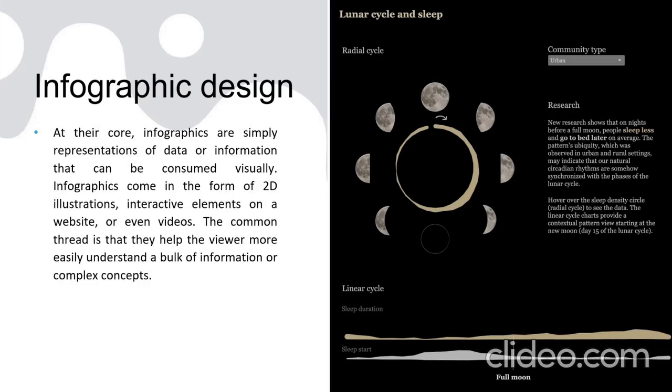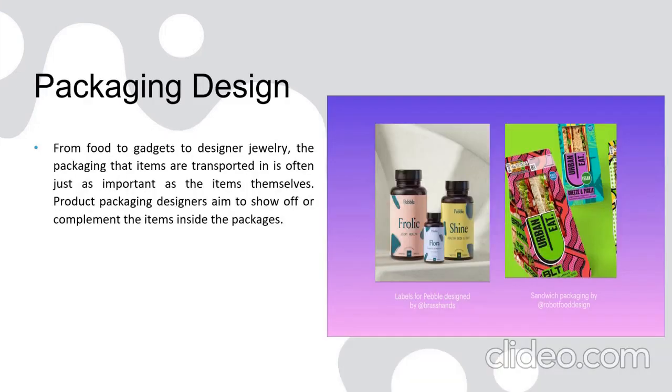Here we can see a lunar cycle, a cyclical pattern of the moon, explained with research. They explain each and every process of the lunar cycle easily, and this helps the audience understand very efficiently. This is one example of infographic design.